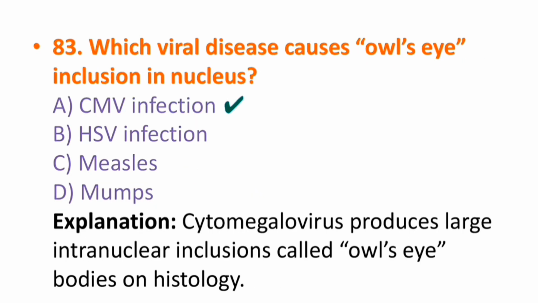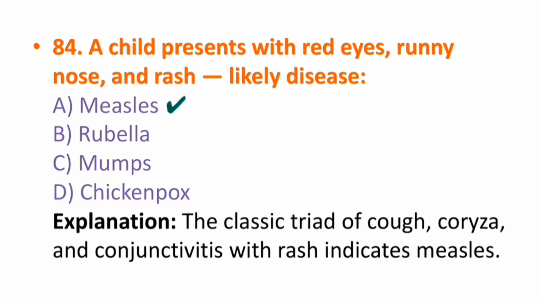Which viral disease causes owl's eye inclusion in the nucleus? Option A CMV infection, option B HSV infection, option C measles, option D mumps. The correct answer is option A CMV infection. Cytomegalovirus produces large intranuclear inclusions called owl's eye bodies on histology. CMV infection causes owl's eye.